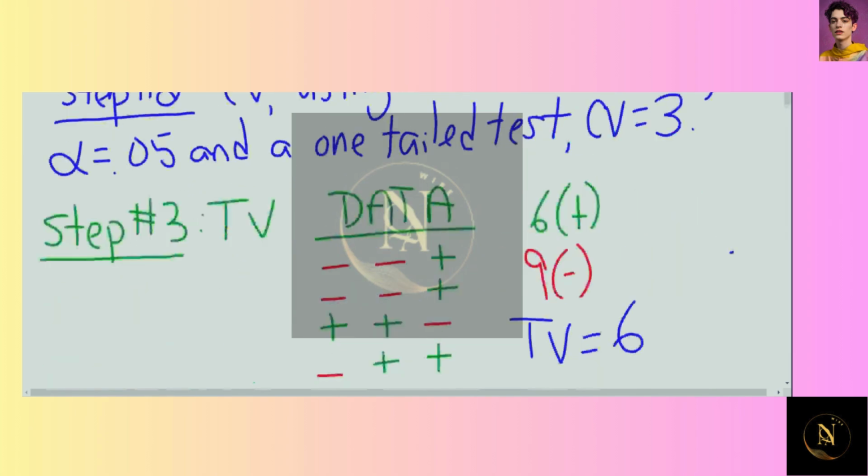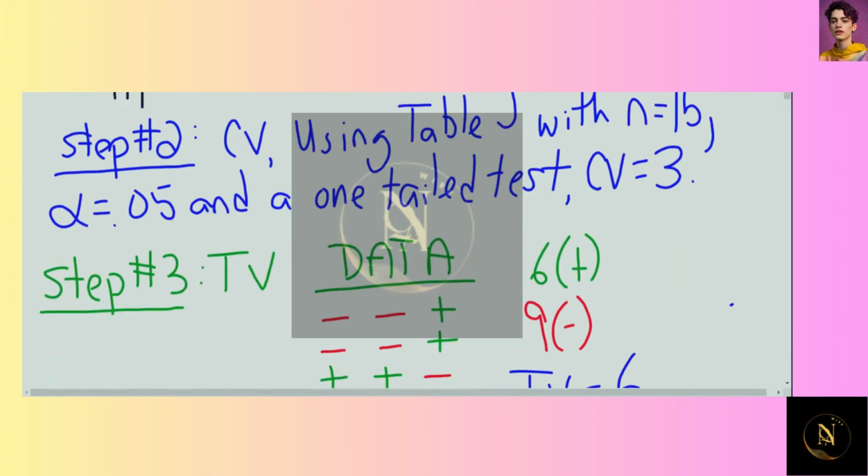So now we move on to step 2. We're going to look at the critical value. Our CV, using table J with an N of 15, a significance level of 0.05, and the fact that it's a one-tailed test, we get our critical value to be 3. All right, so our critical value is 3.